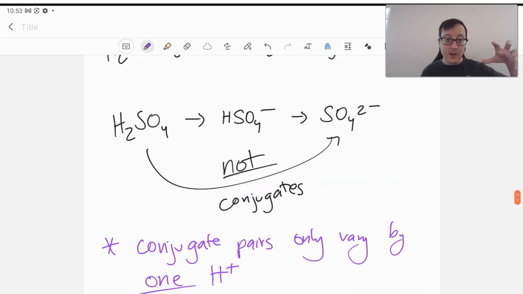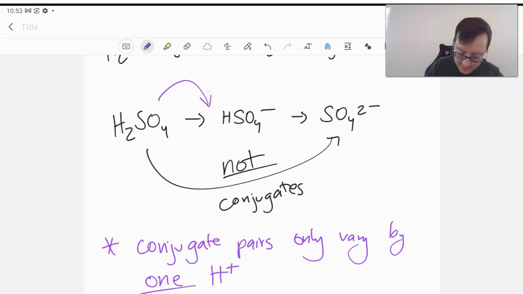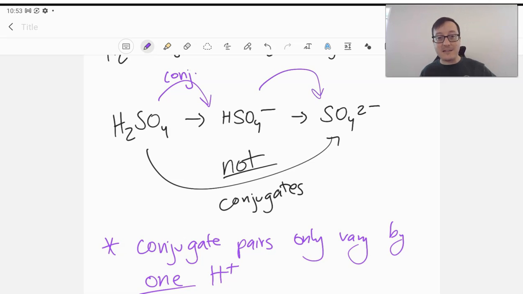All right, so the conjugate base of sulfuric acid is bisulfate. We have a conjugate pair here. And the conjugate base of bisulfate is sulfate. So these can be conjugate pairs. They differ by one proton each. But sulfuric acid and sulfate differ by two protons, so they cannot be conjugates. So we have to be very careful when we're looking at things with multiple protons.